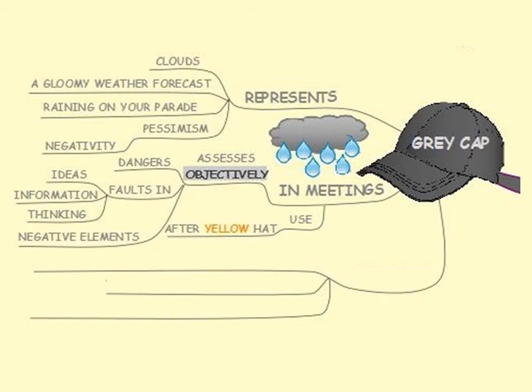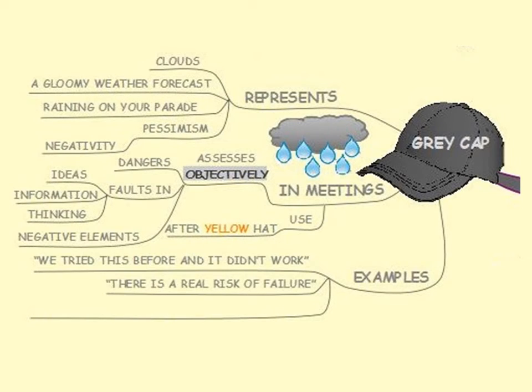So it's about the negative elements of what's being discussed. And in terms of its use, it's best to use after the yellow hat. So you look at the positives first, and then you look at the potential dangers and potential negatives with a grey cap. So some examples will be, we tried this before and it didn't work, there's a real risk of failure, and we're making some big assumptions here. So it promotes the idea of looking at things from a negative point of view, but constructively and objectively.